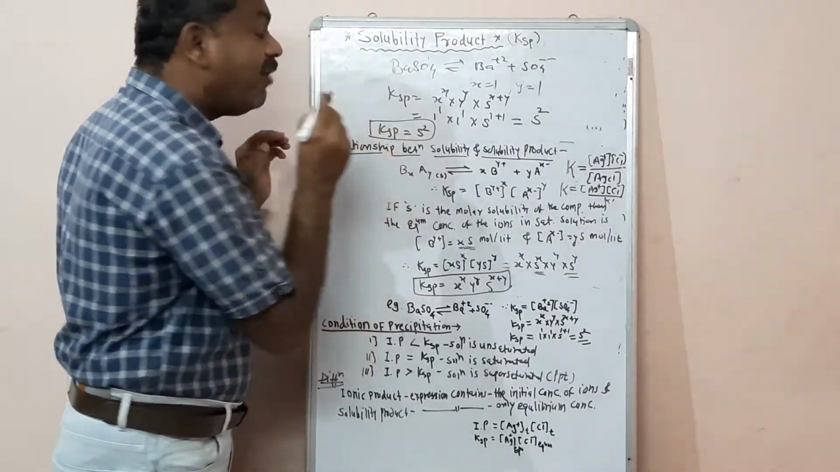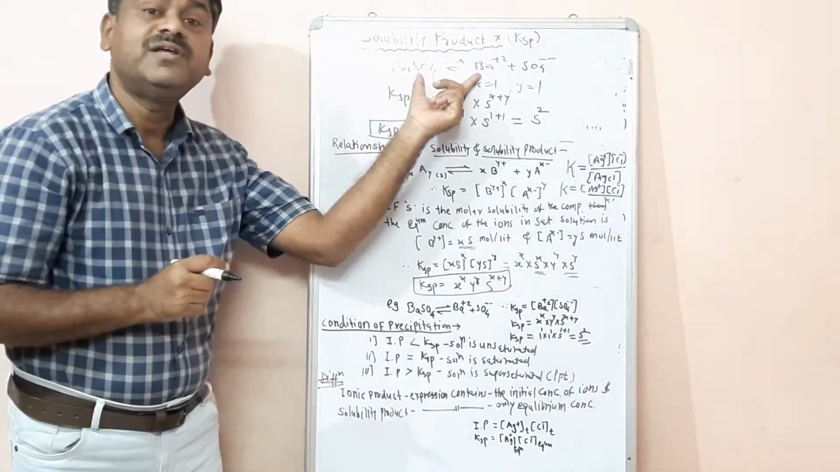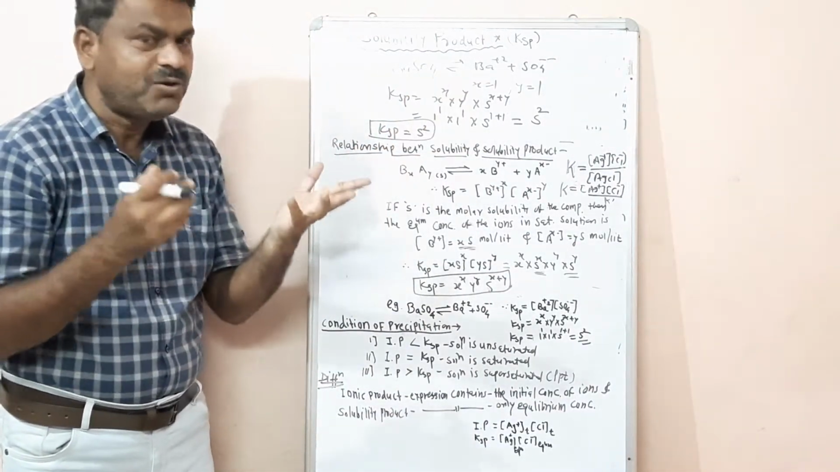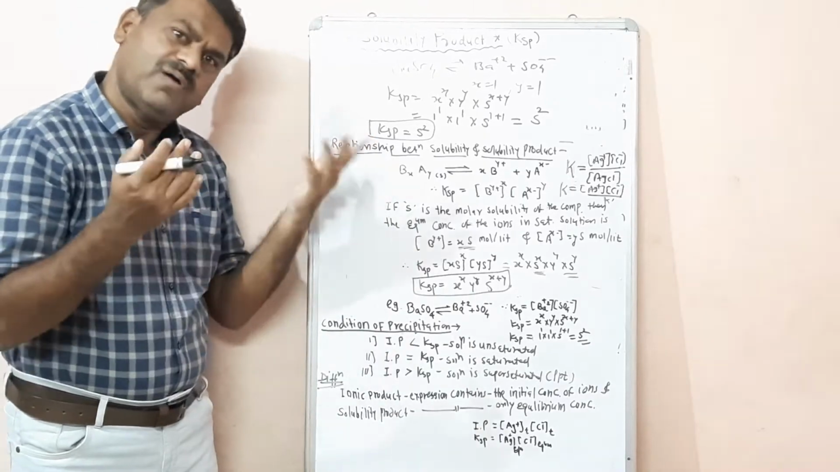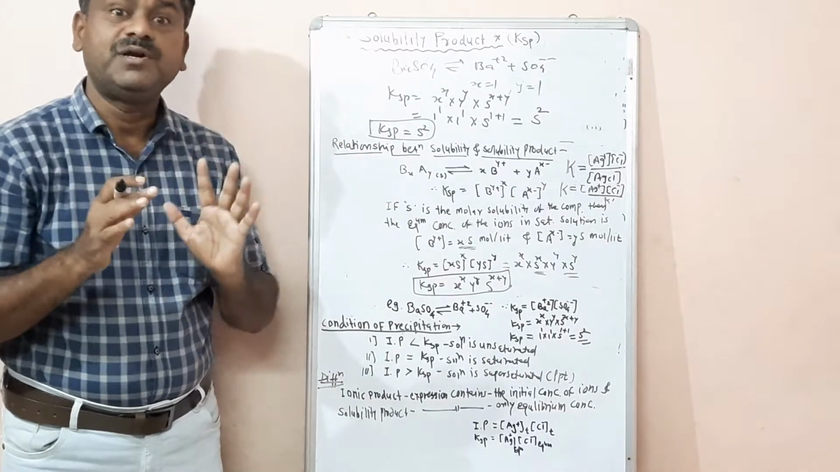Now this is the formula of this equation or reaction to find out the Ksp, or to find out the solubility or the solubility product.